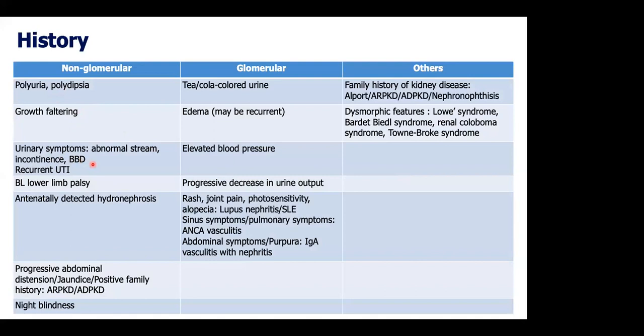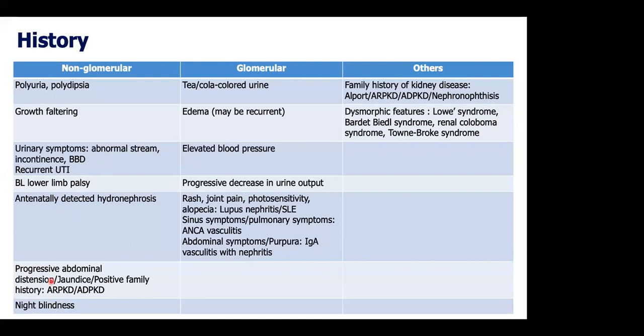Recurrent UTI would indicate either reflux or neurogenic bladder. If there are any issues with the stream, it could be mostly a posterior urethral valve. If somebody presents with recurrent UTI and bilateral lower limb palsy, you should certainly suspect issues with the bladder control. Certain cases would present with antenatally detected hydronephrosis, which has to be followed.